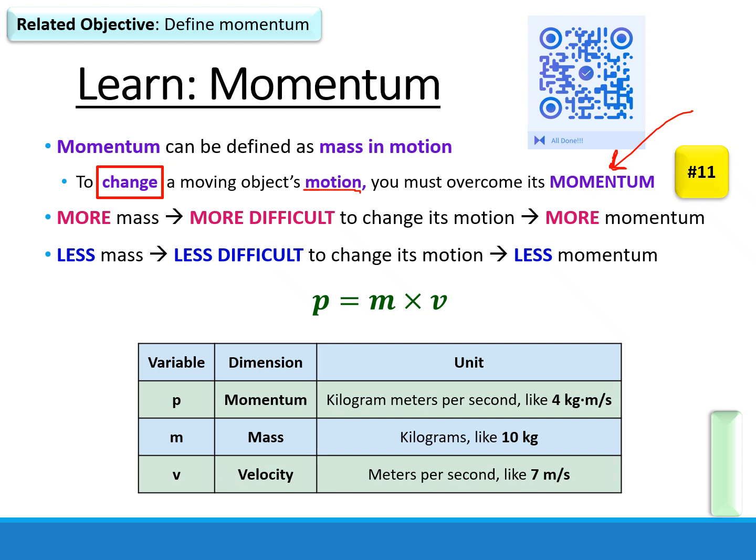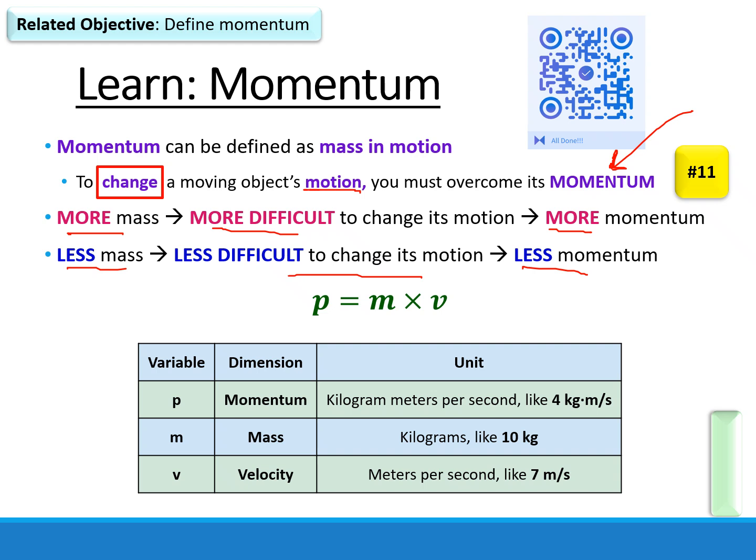Okay, now notice that the more mass an object has, the more difficult it is to change its motion. So it's going to have more momentum. That's the semi-truck, right? It's going to be a whole lot more. It's going to have more momentum and it's just going to completely take me out. Whereas that car is going to have less momentum because it has less mass.